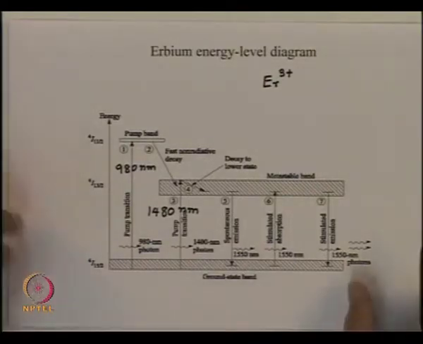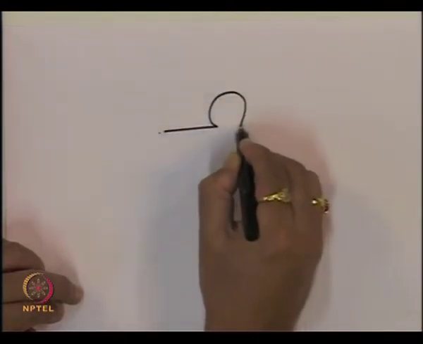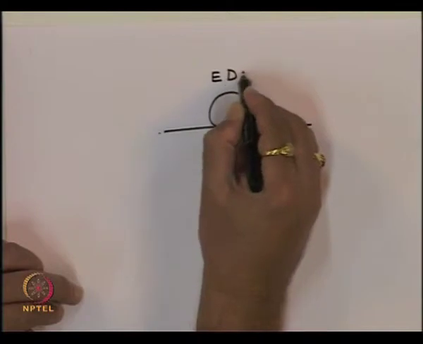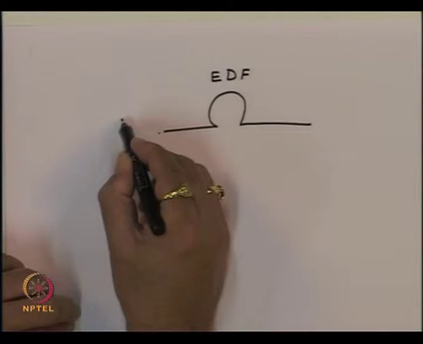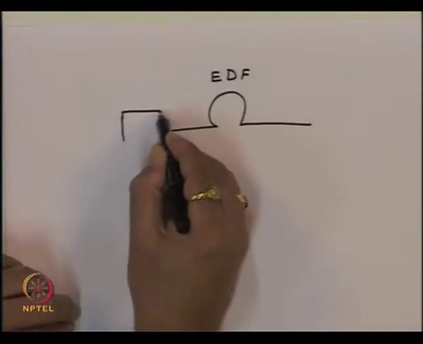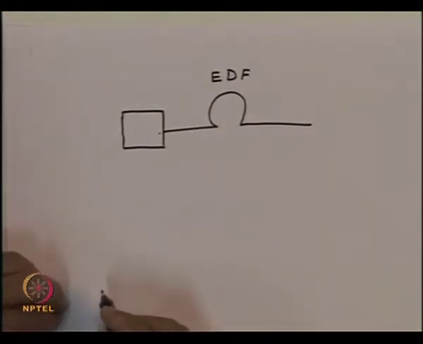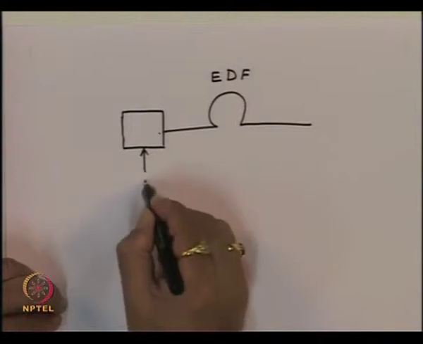So now the process is very simple. We have an erbium doped fiber, which we call EDF, and then we have to pump this. So we have here a wavelength combiner. So here we supply the signal which is pumped.